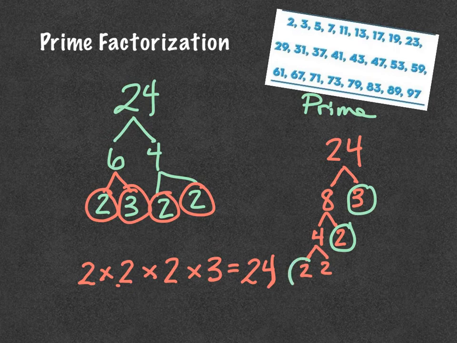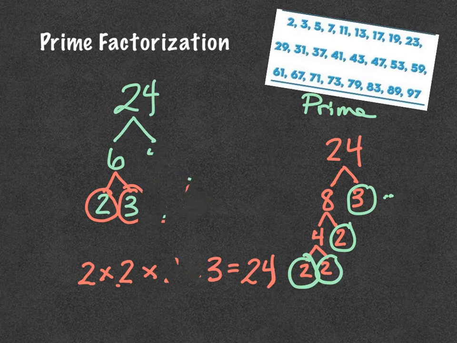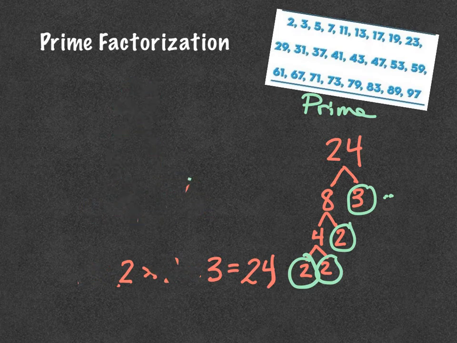So as you can see, no matter which factor pair you begin with, whether it's 8 times 3 or 6 times 4, you're going to end up with the same prime factorization: 2 times 2 times 2 times 3. Okay? So that is 24.